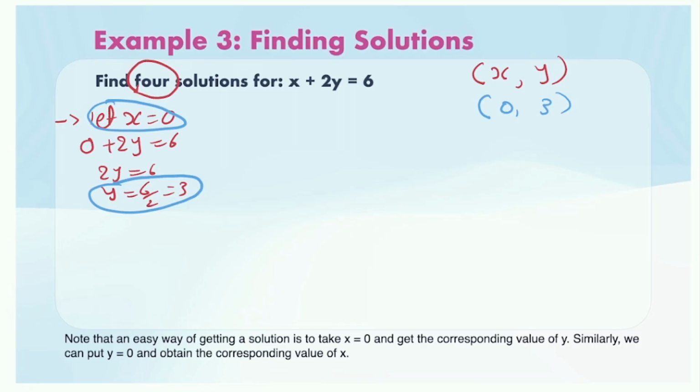Now if you want to check whether it is a right solution or not, you can check it by putting the value of x as 0 and the value of y as 3. So 2 times 3 is 6, so 6 equal to 6. You got the answer, right? Very easy. Let us find the second one.